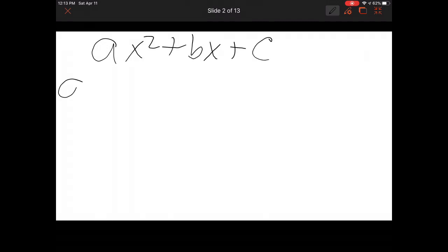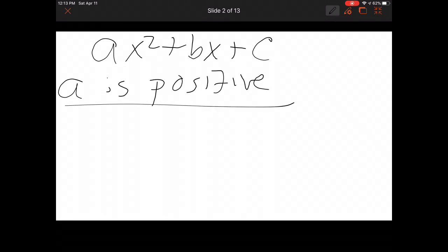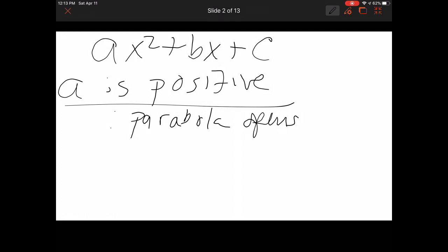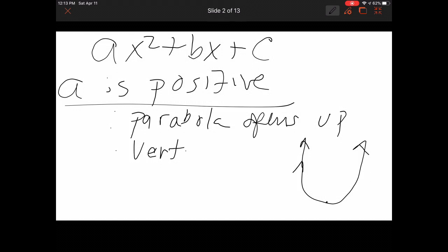So, what we have to know about A is that when A is positive, then the graph itself, which is called a parabola, opens up. Sorry for the handwriting, guys. And the parabola that opens up looks like this, right? So right here at the center is called a vertex. The vertex in this particular case is a min. So this is at the bottom here.